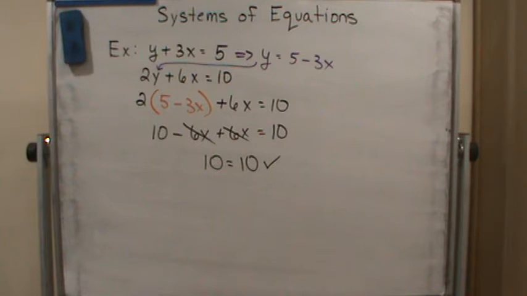Okay, so there's no way of solving to get a unique value of x or y because they dropped out of the equation. Okay?